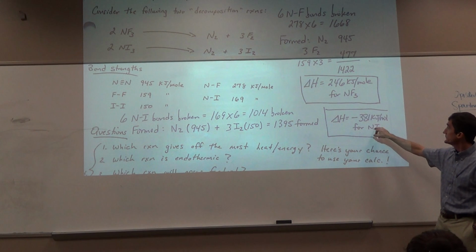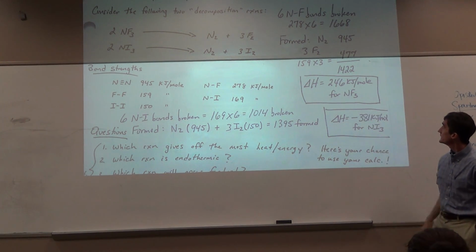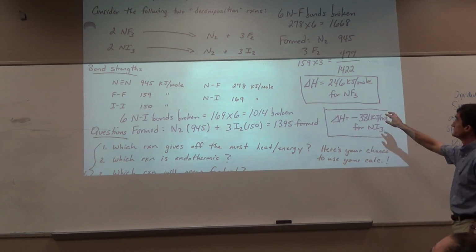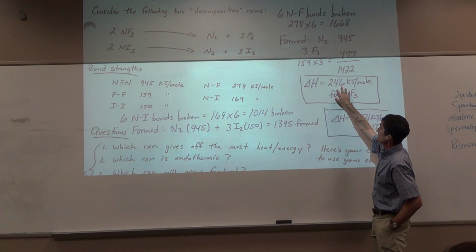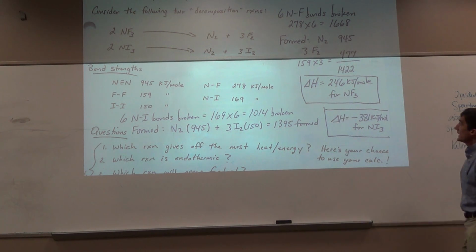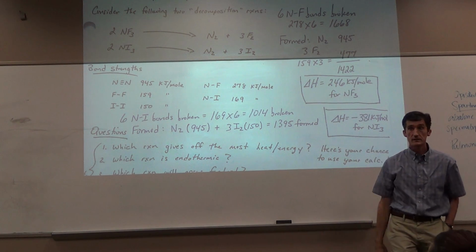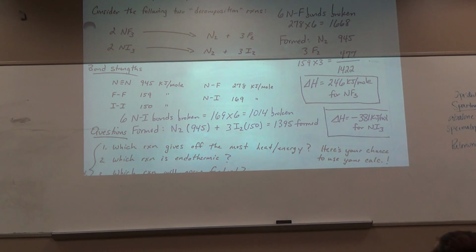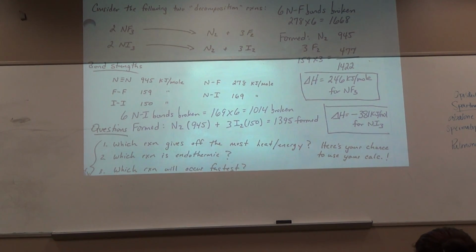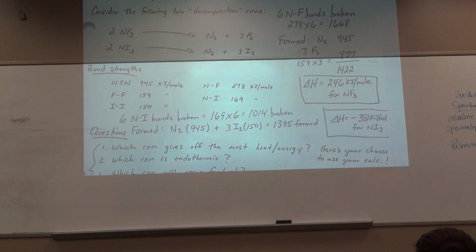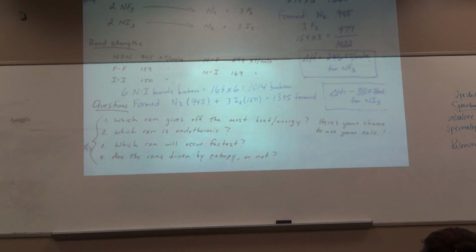So it's exothermic, it gives off that much heat or energy. What about NF3? It's actually endothermic, and instead of giving off energy, it requires energy. Is that what everybody got? Correct numbers? Yeah. Okay. Which reaction is endothermic? Well, NF3, because it's a positive delta H. Yeah. Which reaction is fastest?